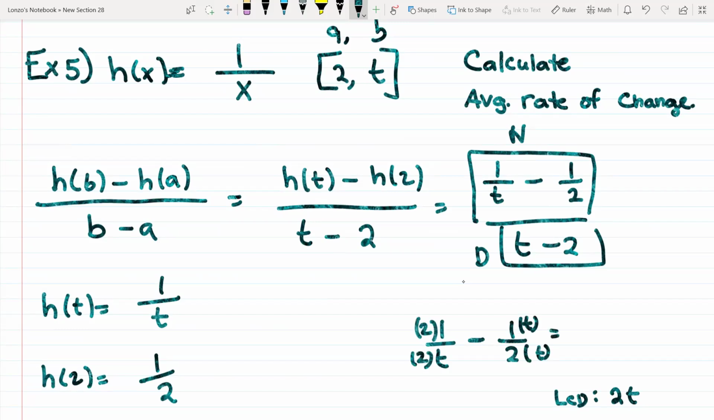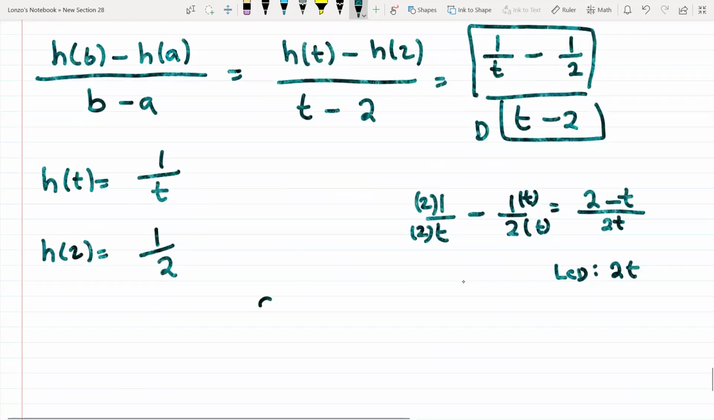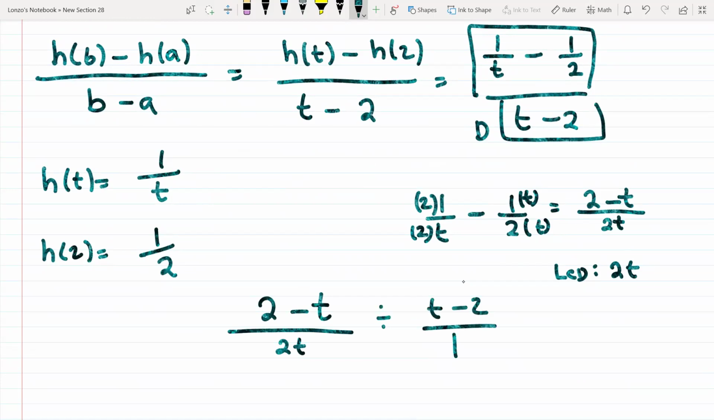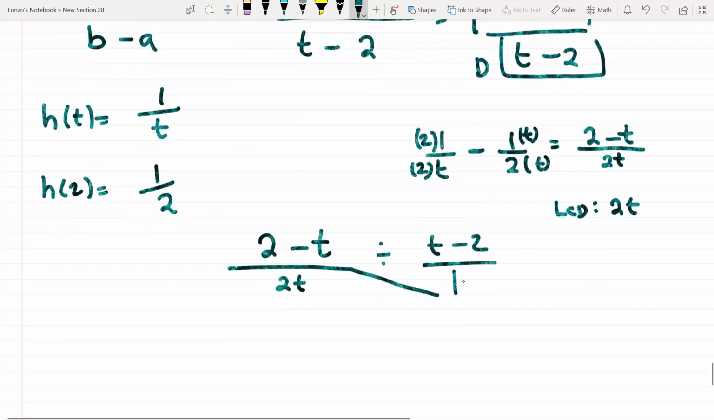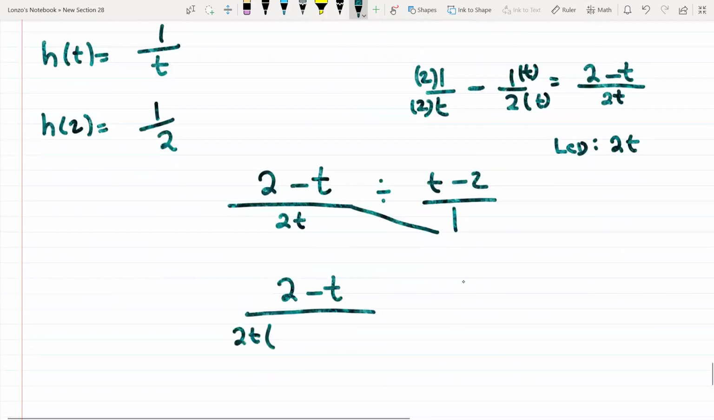2 minus t on top, and on the bottom it's 2t. So the numerator is simplified as 2 minus t all over 2t, and then divided by t minus 2. We can rewrite this as divided by t minus 2 over 1. Okay, cross multiply. 1 times 2 minus t is 2 minus t. On the bottom, 2t times t minus 2. Just write it out. Don't FOIL it out, and you'll see why.